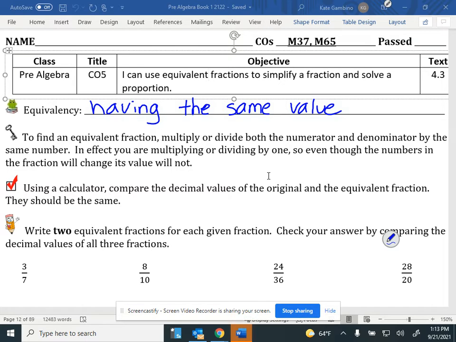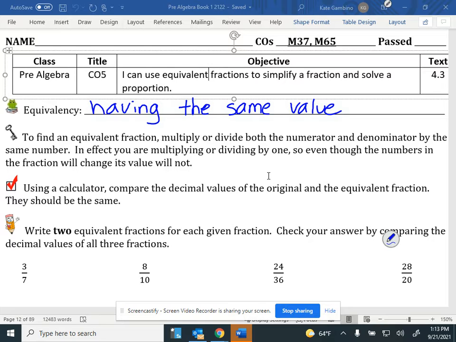So to find an equivalent fraction, multiply or divide the numerator and denominator by the same number. In effect, you are multiplying or dividing by 1. So even though the numbers in the fraction will change, its value will not. Using a calculator, compare the decimal values of the original and the equivalent fraction. They should be the same.